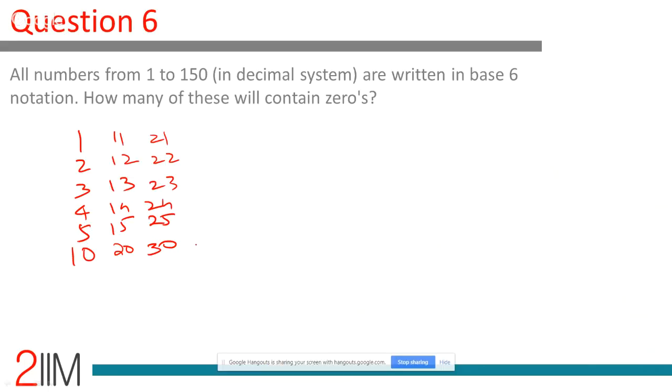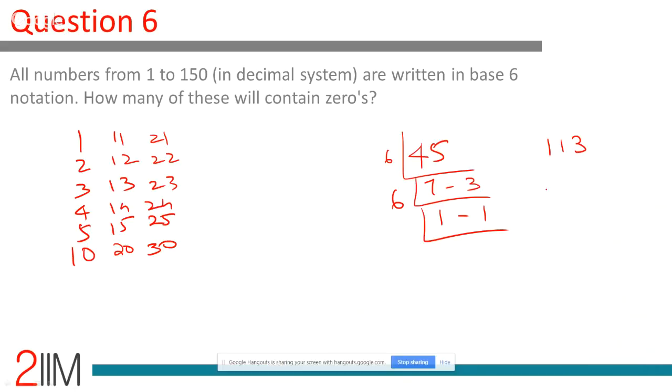Just imagining this number. Let's say we have a number like 45. How will this be in base 6? Divide by 6. 7 times, remainder 3. Divide by 6. 1, remainder 1. So this will be 1, 1, 3. 1 into 36, 1 into 6, 3 into 1. So this is going to be a 3-digit number in base 6.